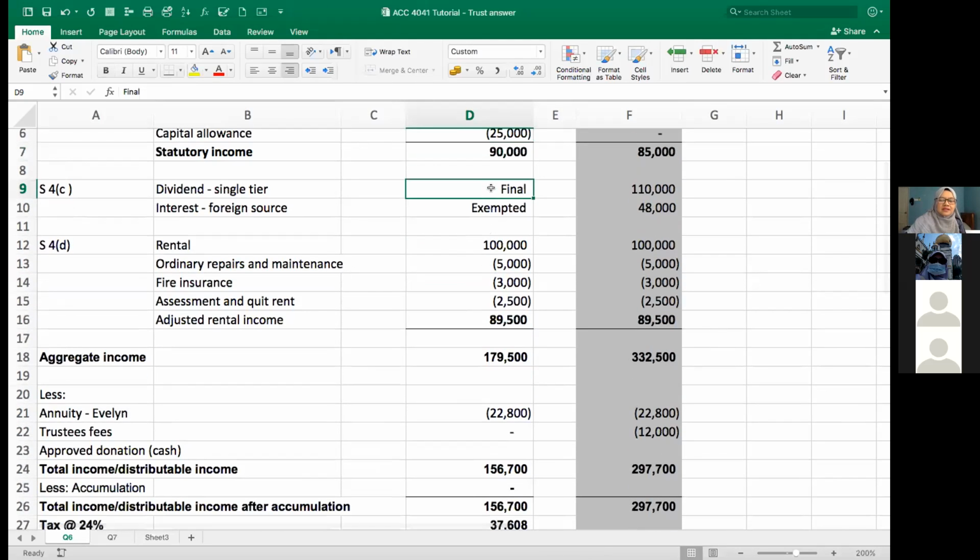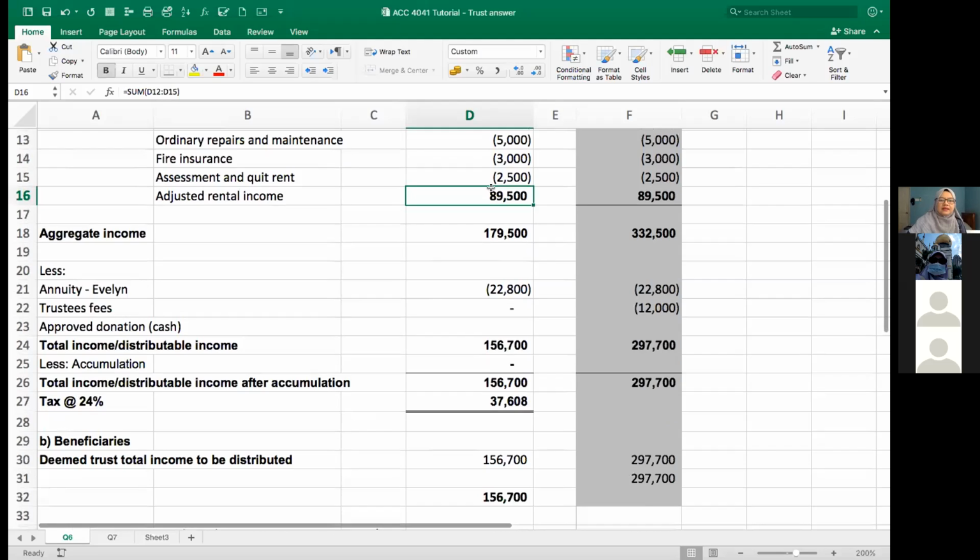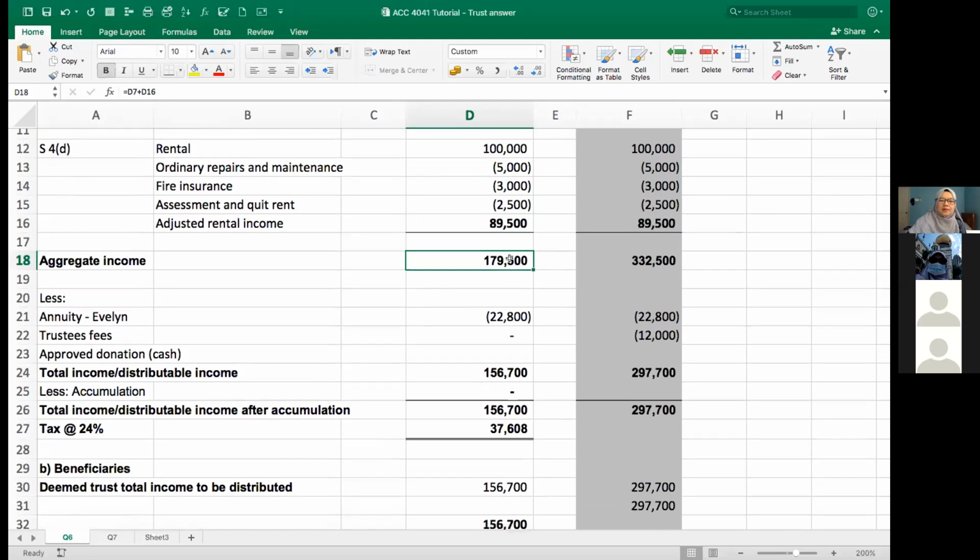Dividend single tier is final. Interest from foreign source is exempted. Then you have rental income minus all the allowable expenses. You get adjusted rental income of 89,500. Then total up all your income, you have aggregate income of 179,500.